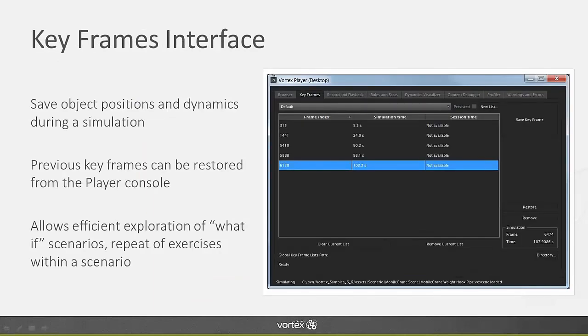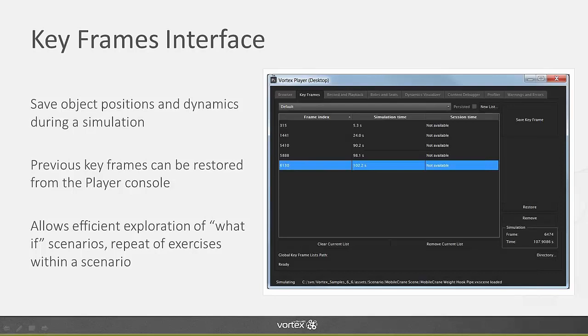Now, the other main change in 6.6 is the addition of a keyframes interface. As we'll talk about in the SDK section, the keyframes API is a new API that allows you to save the positions of objects and the different dynamics elements during a simulation. You can save multiple of those positions, and you can then restore a previous position directly from the player console. This can be used to explore different scenarios.